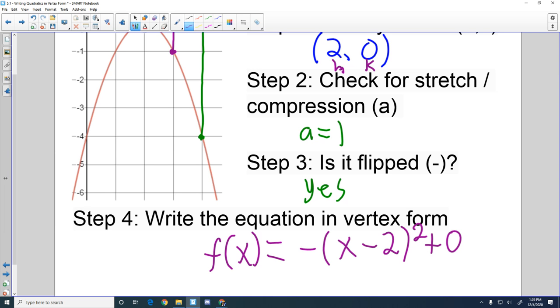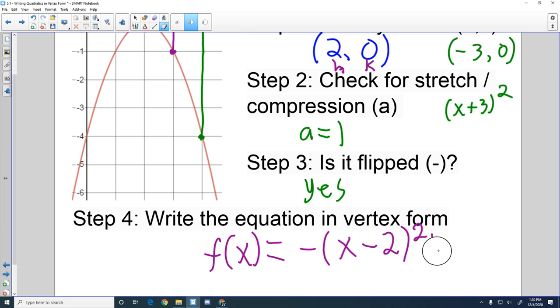Is it always going to be x minus something? The only time it wouldn't is if h were like a negative 3. It's the opposite sign. So in this case, it would be parentheses x plus 3 squared, right? You flip the sign of the x coordinate, which is exactly what we did with the absolute value, if you remember that from way back when. And that is the equation in vertex form. Well, I don't need to write the plus 0. So negative parentheses x minus 2 squared.